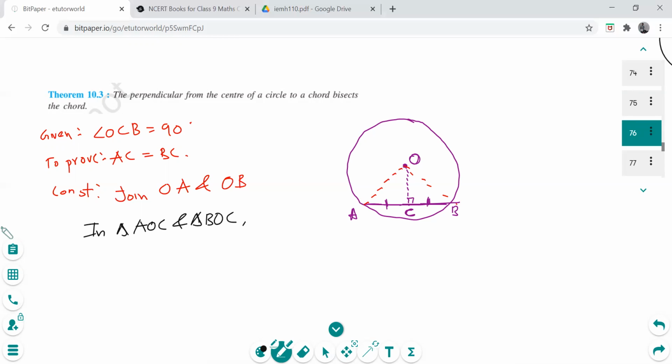Yes, right. Sir, side angle side. Side angle side. Okay. What about others? SAS. SAS. Okay. Anyone else? Mute your microphone.